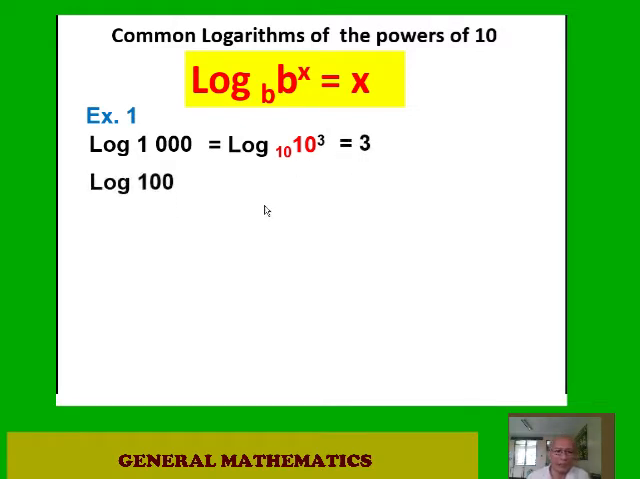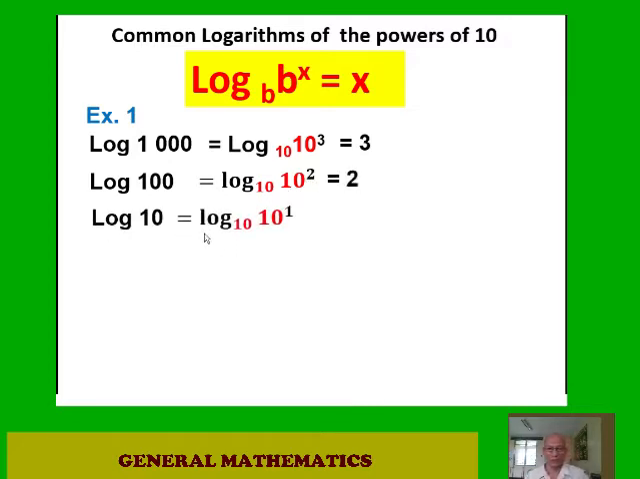Okay, another one, log of 100. 100 can be expressed as 10 squared, and take note that you cannot see any base here. That is understood as 10. The base is 10. So 100 is 10 squared. They are equal base 10. So the value is the exponent, which is 2. Another one, log of 10. 10 can be expressed as 10 to the power of 1. So they have the same base, so the value is 1.